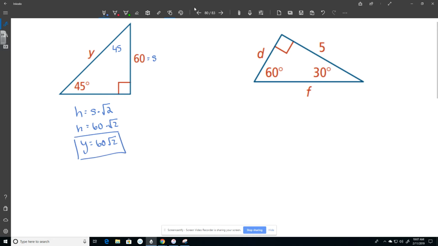I'm already done. Okay. In the second one, I have a 30, 60, 90 triangle. So I'm going to use those special formulas.